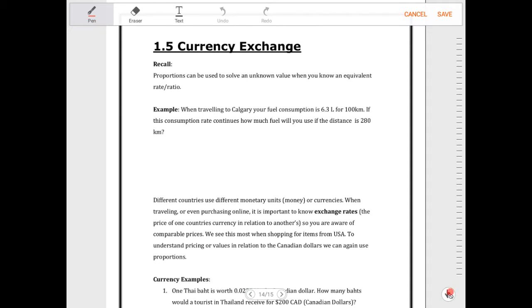All right, we have arrived at the last section of Chapter 1, which is 1.5, which is currency exchange. Currency exchange, essentially, if you've traveled, maybe you've taken Canadian money to a different country, hey, the currencies around the world are not all worth the same.